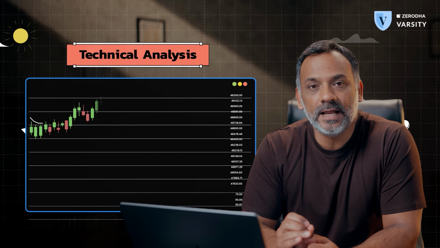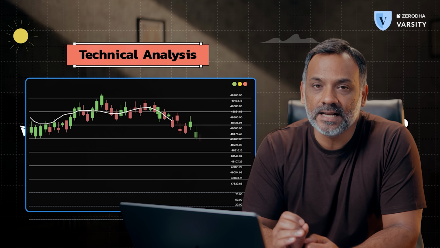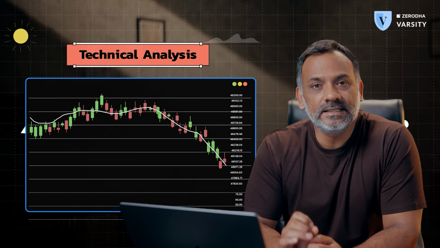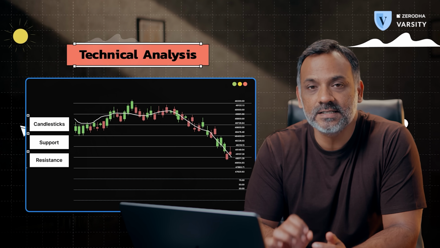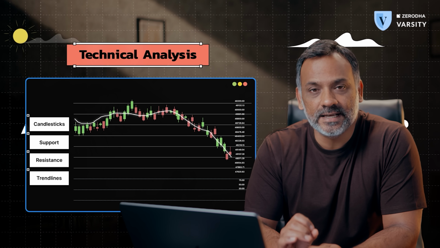Technically, you can apply all the principles of technical analysis on gold as well. Standard technical practices such as candlestick patterns, support and resistance levels, trend lines, indicators, etc. can be applied on gold as well.